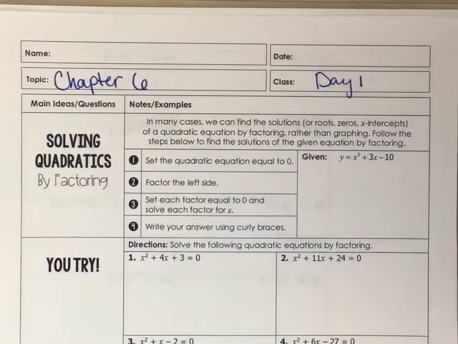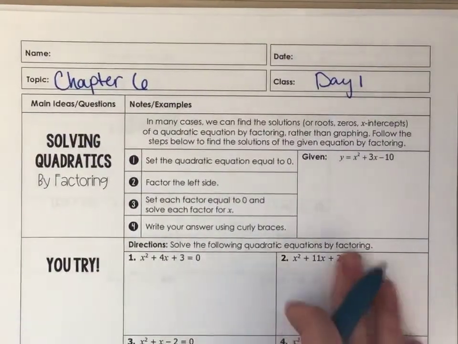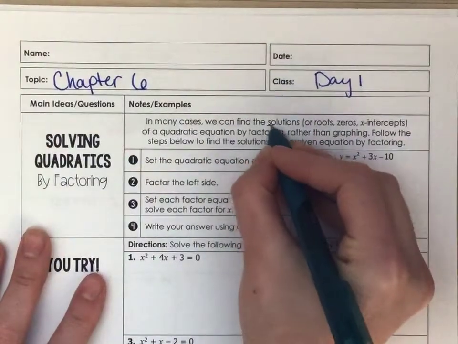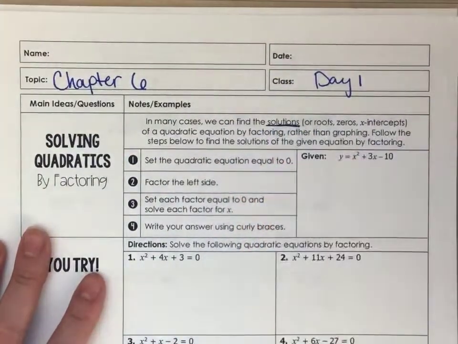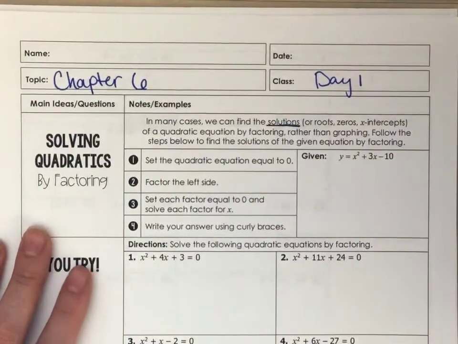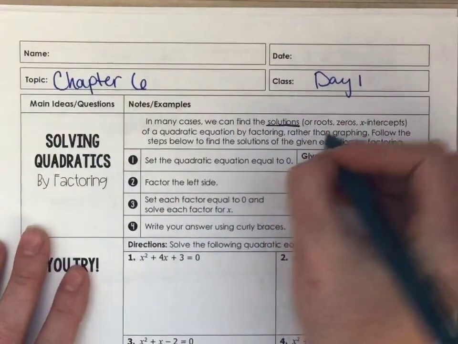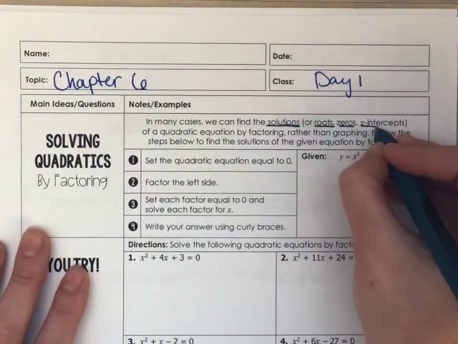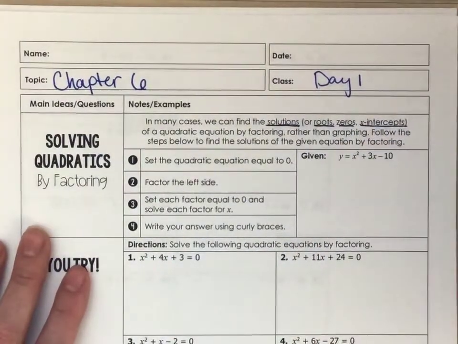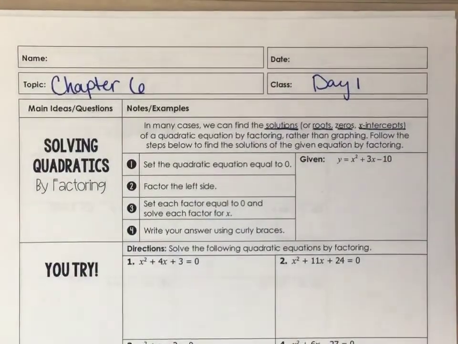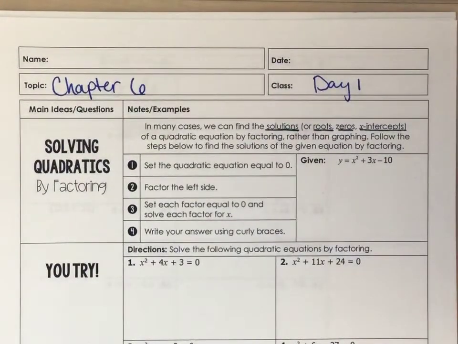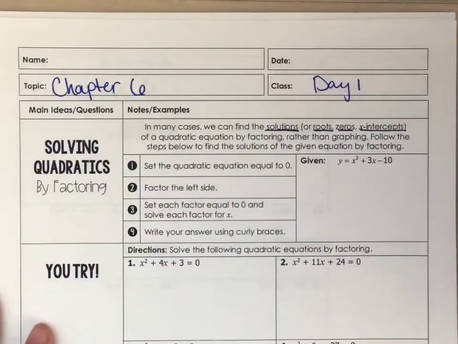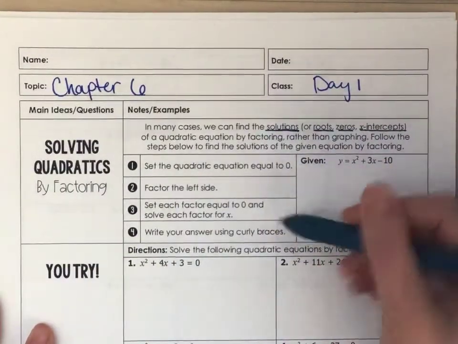So there are lots of times where we solve these equations and we call our solutions by different names. The solutions are the final numbers that we get, where we say x equals this number or x equals these two numbers. We call those solutions, roots, zeros, and x-intercepts. And we find those by factoring, graphing, or solving these equations. So we've got a 4-step process here in order to figure that out.